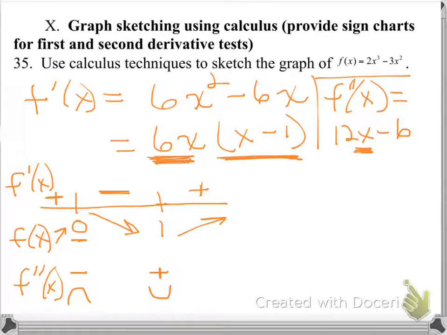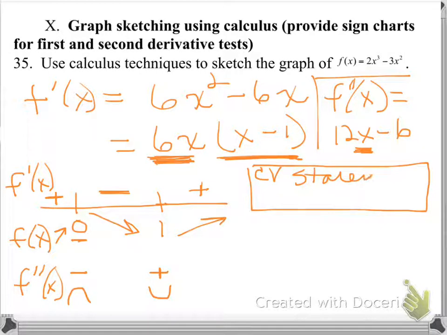So at this point, I would write a statement, and I'm not going to write it in the interest of space here, about the critical values. So I'm going to say critical value statement. So you would say that at the critical value of 0, my function is at a maximum because my first derivative test indicates a slope change from positive to negative, and my second derivative test indicates the function at that critical value is concave down.